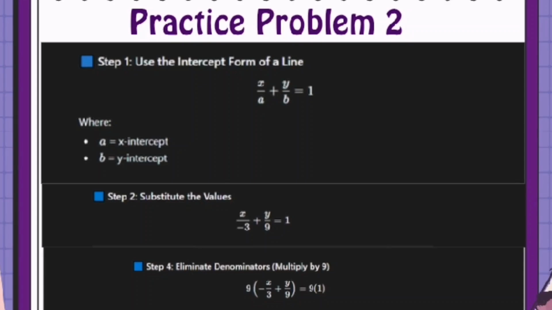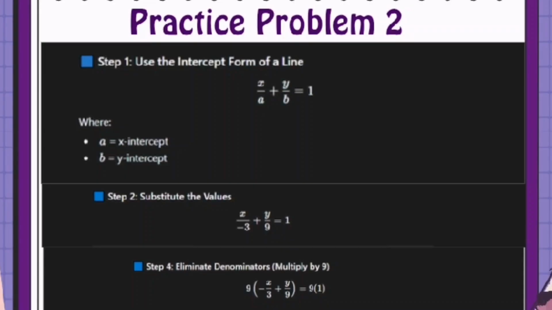So let's go to step 3: understand the fractions. Right now, the equation has denominators negative 3 and 9. This form is correct, but it's not the standard form yet. It's hard to work with, so we need to eliminate the denominators. Step 4: eliminate the denominators.